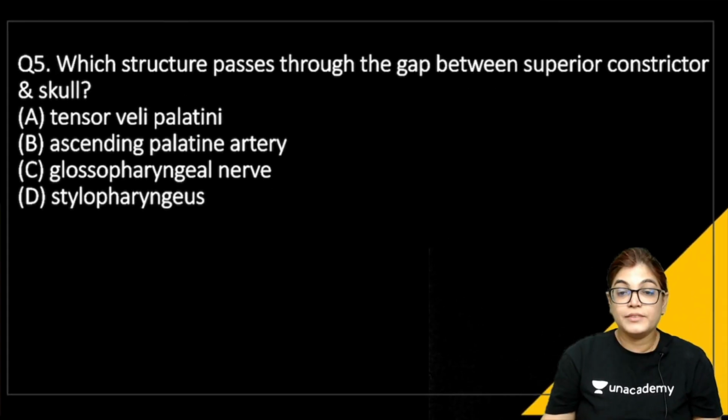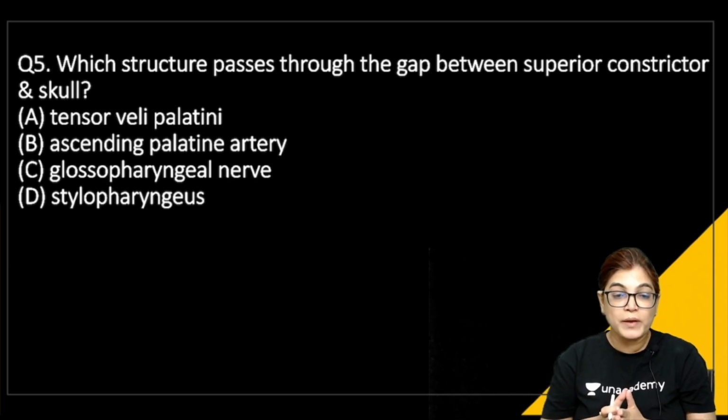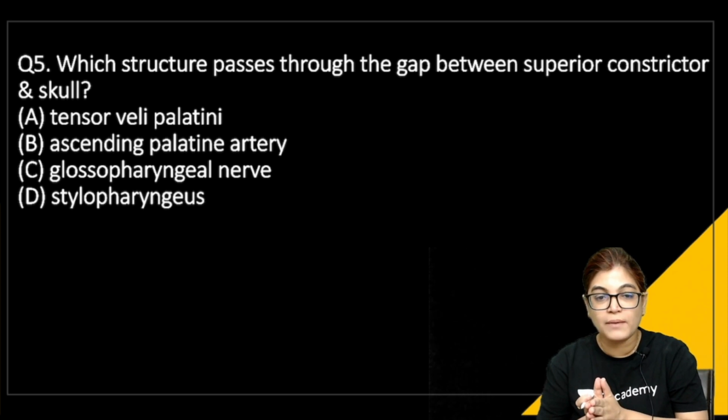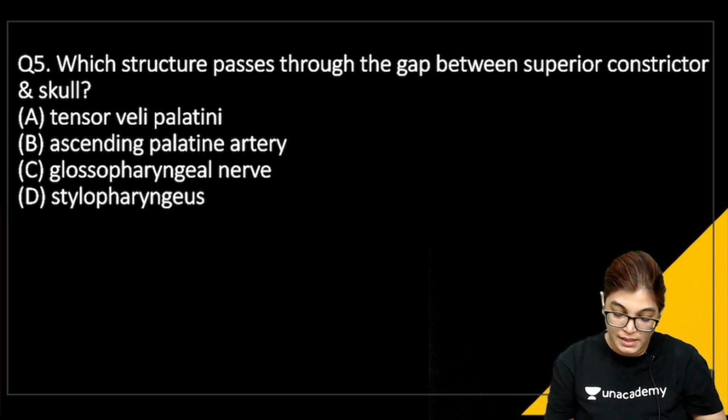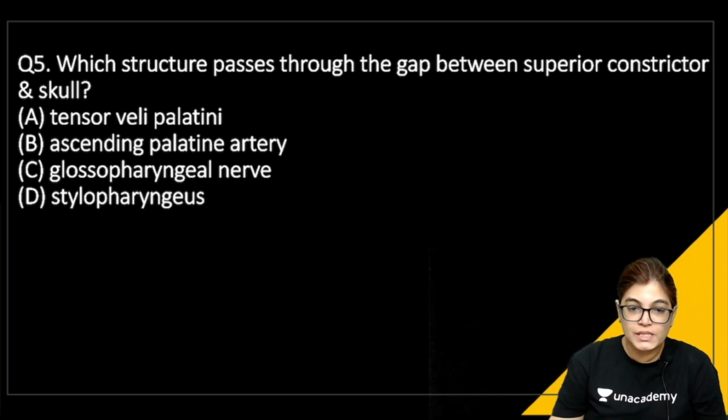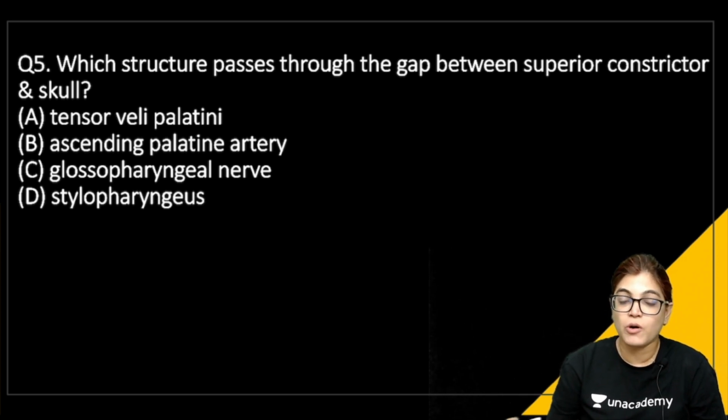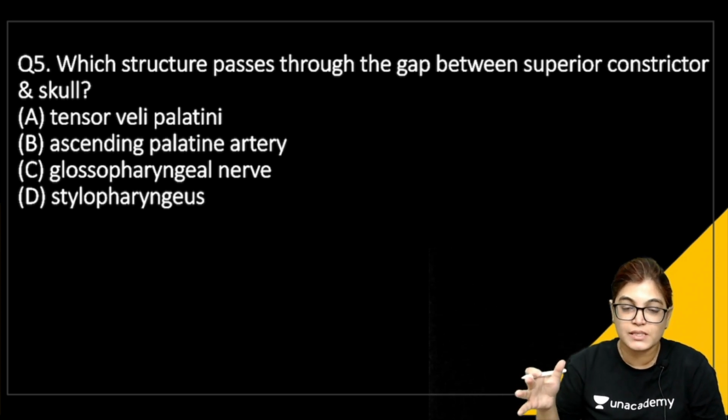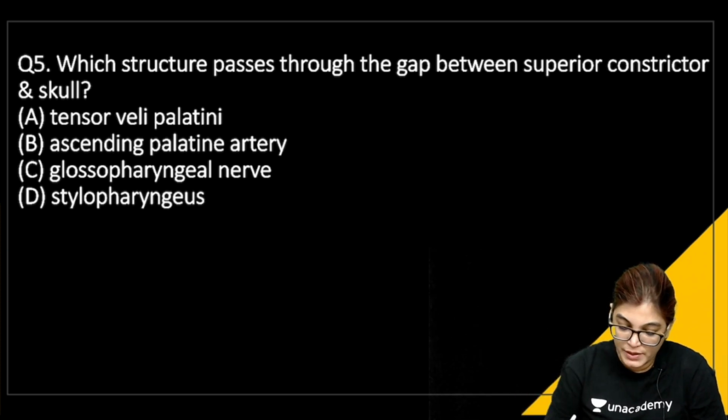Which structure is passing through the gap between the superior constrictor muscle and the skull? Four options are there. Firstly, I would like to tell you about all the gaps between the constrictor muscles and what structures pass through them, and then we will come back to this MCQ.